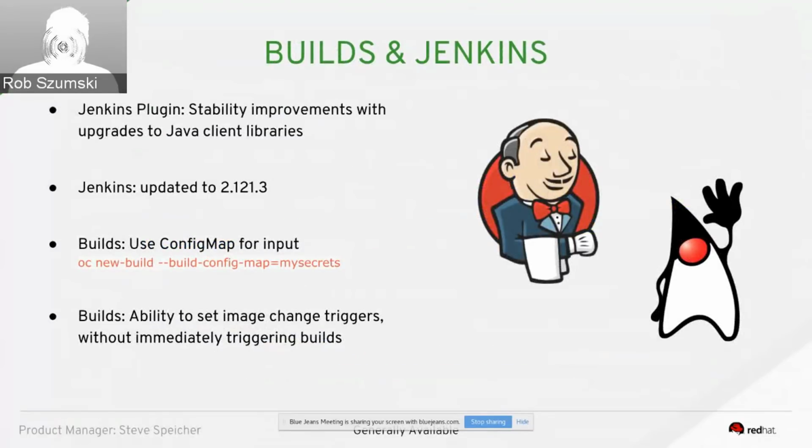Got a number of improvements to the builds that are builder features that are built into OpenShift and Jenkins. So plugin stability improvements is always great. Keeping up with the releases of Jenkins themselves, and a few other things to help you set your change triggers and decide how that is actually going to trigger downstream builds and that type of thing. Next.